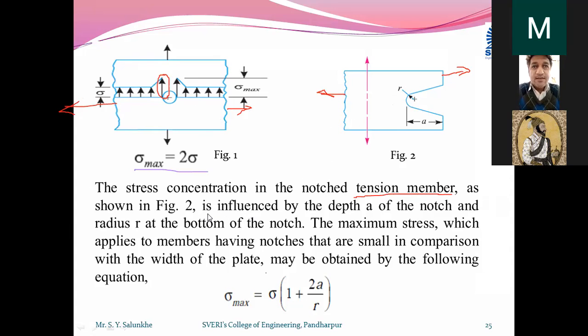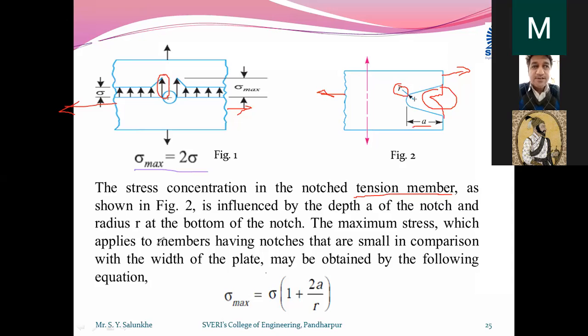It is influenced by the depth A, that is the depth of the notch which has been made, and the radius R, because based on how much notch you form here, the stress concentration value will vary. If you form the notch in this manner, less stress concentration will be there. As you go on increasing this depth and this radius, the stress concentration will increase, right? It is but natural.